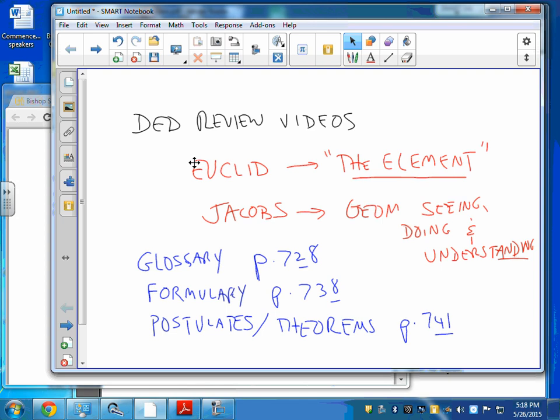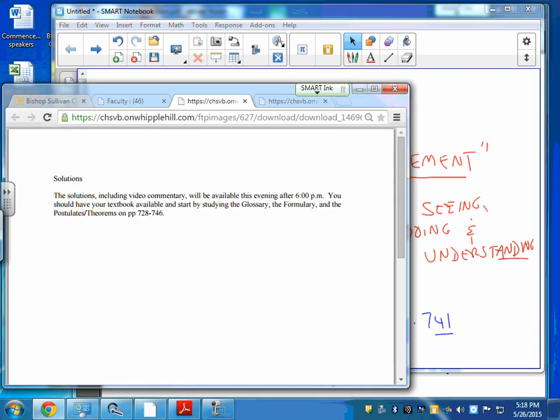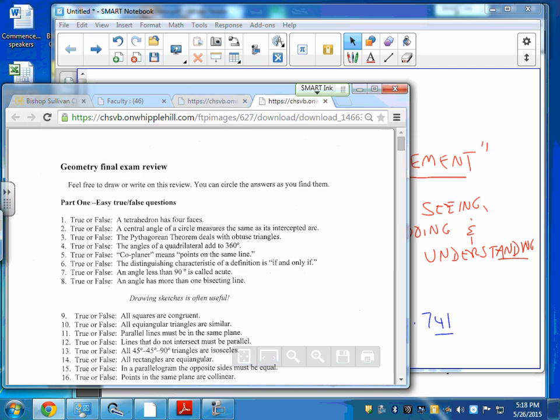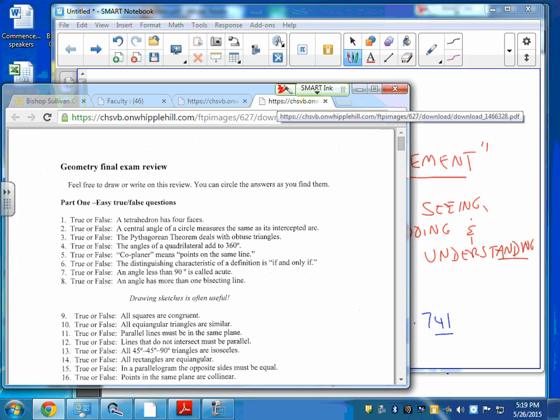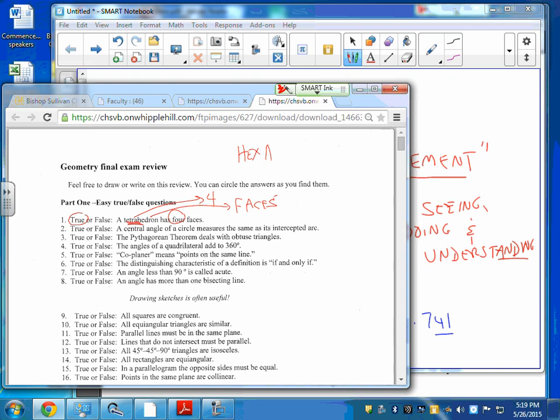Okay, let's start with the true-false questions. These are supposed to be fairly easy. I'll try to go through these without a lot of grief. A tetrahedron has 4 faces. That's true. Tetra means 4, and hedron means faces. You have hexahedrons, hex meaning 6. Of course, we typically call a hexahedron a cube, right?